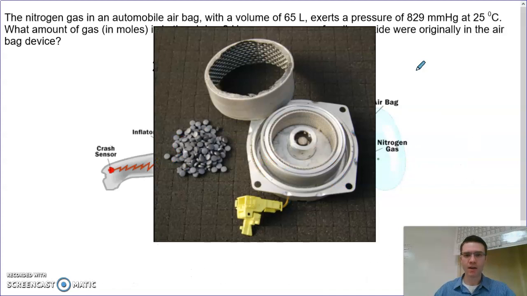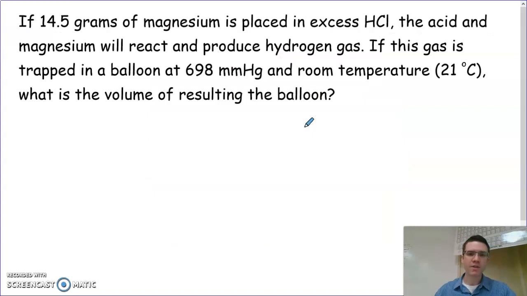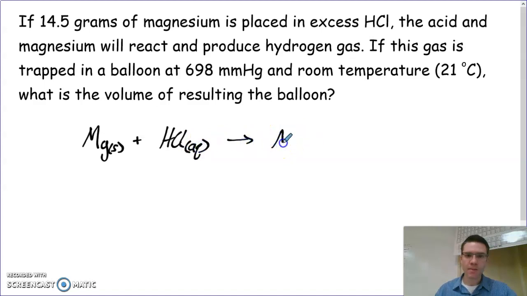Here's what our sodium azide looks like. These little pellets in here, they're stored in there. The other version of ideal gas law is to go from a mass of a compound to the gas. In this one, if 14.5 grams of magnesium is placed in excess HCl, the acid, magnesium will react to produce hydrogen gas. Let's write our chemical reaction first. Magnesium, solid, reacts with HCl, aqueous, so we'd put it into a solution, and this produces magnesium chloride, it's a single displacement reaction, plus H2 gas. The H2 gas is what we care about in this problem. If we balance that, we need 2 of these, and everything else stays as a 1.